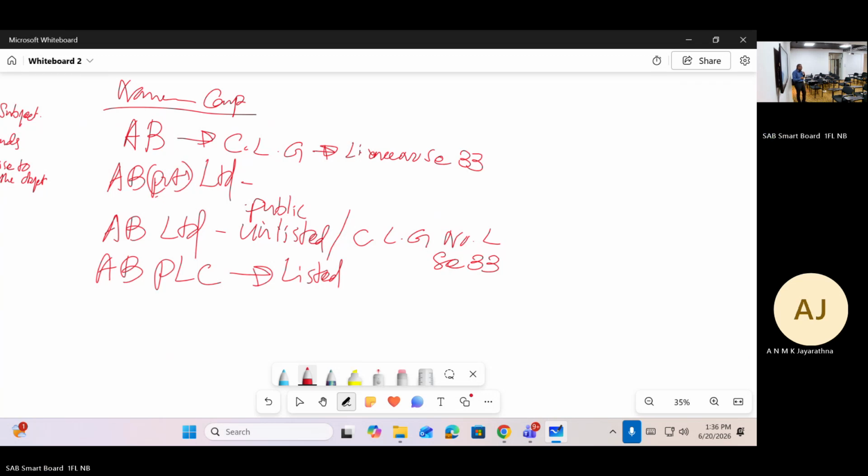What else? So we have to refer to the different types of companies. What companies can be involved? Yes, that is correct. Again, we can identify two options. Like this: AB limited, public unlisted, or company limited by guarantee, no license granted. Private limited is a private company. This one, AB, is a company limited by guarantee, license granted under section 35.